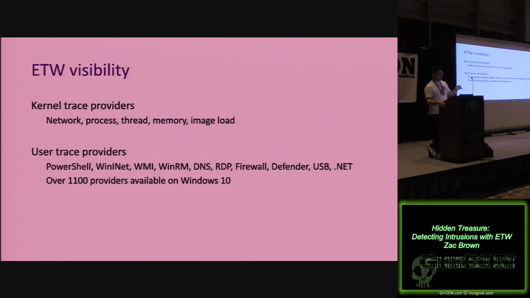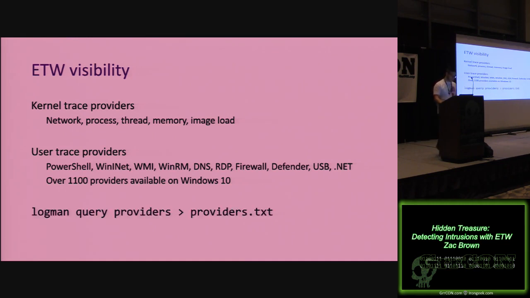There's two major categories of providers, and we're going to only spend time on user trace providers. Kernel trace providers are special, and they're not special necessarily in a way that matters, because a lot of the data that's available in a kernel trace provider is also available in a user trace provider. Just in the user trace providers alone, you've got over 1,100 on Windows 10. And this ranges from stuff like PowerShell to WinINet to WinRM, which is PowerShell remoting, DNS, RDP, firewall, the list goes on and on and on.